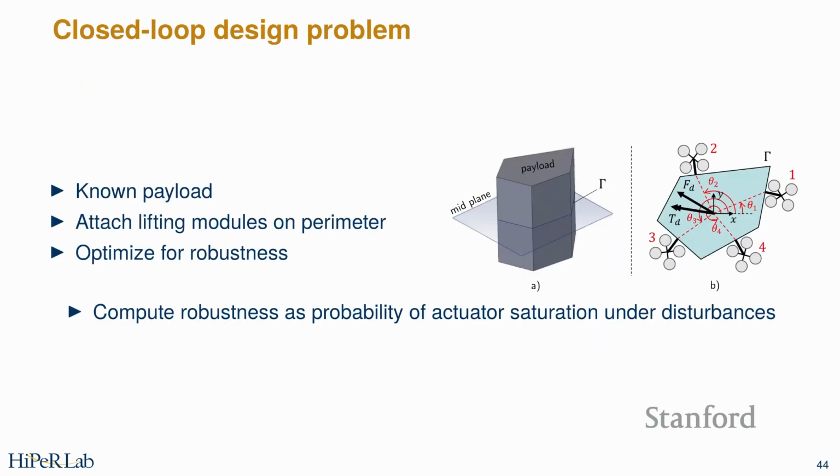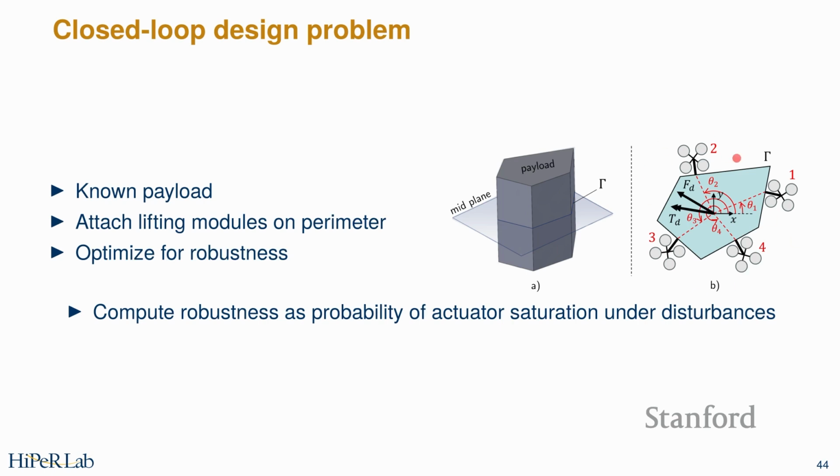Now, we're going to assume that for the payload I'm moving, I know its characteristics. So I know the geometry of the payload, I know its mass characteristics, and I am able to attach my lifting units somewhere on the perimeter of the object. What I'm going to search for then is where I should attach these lifting units on this object so that I have robust performance, right? Robust performance I'll define in a second, but loosely, if I want to carry this particular weird box, where should I put these things so it gets there even when there are disturbances?